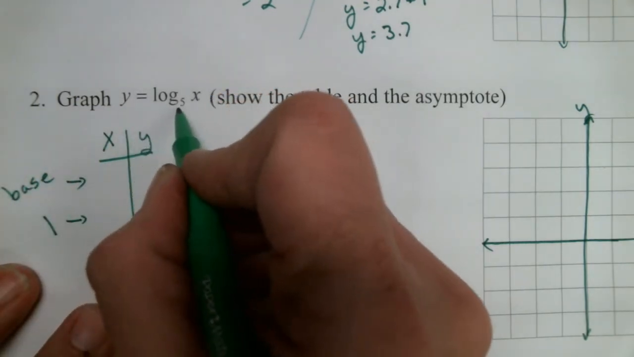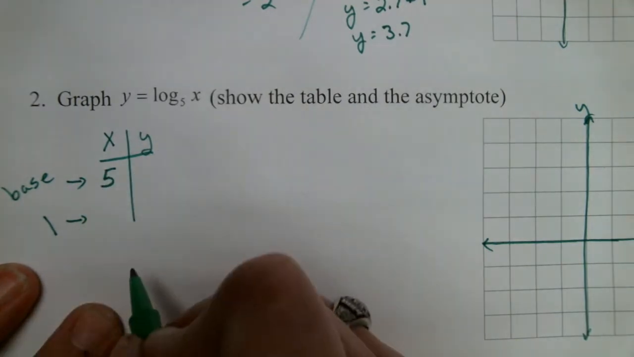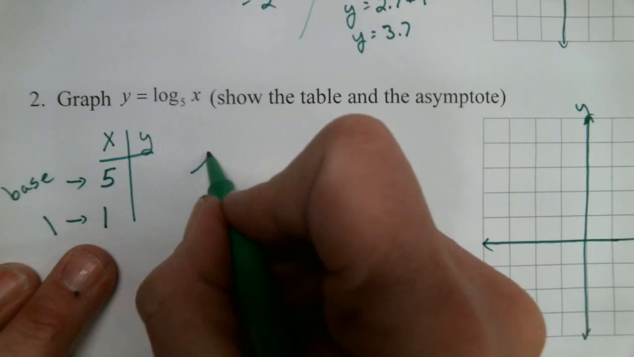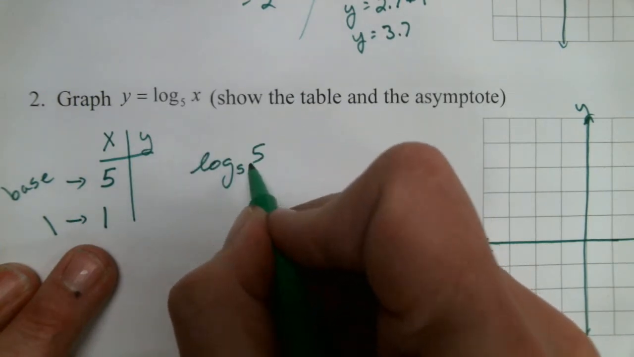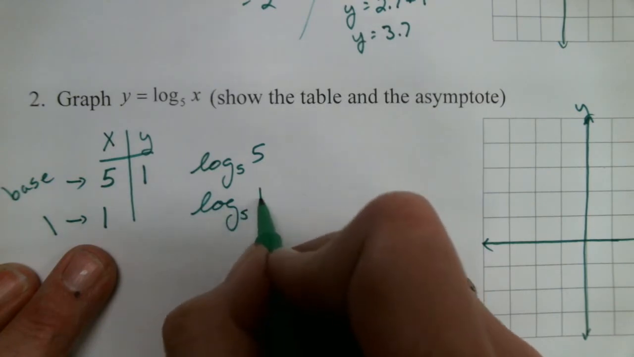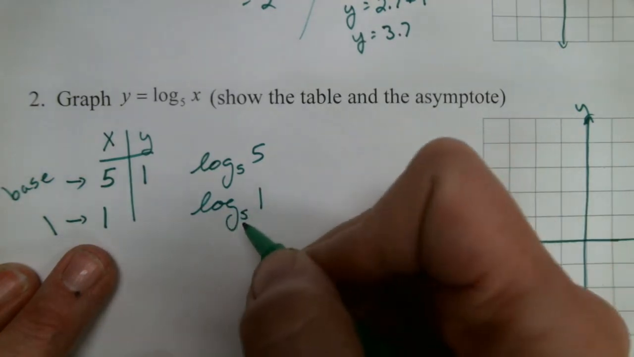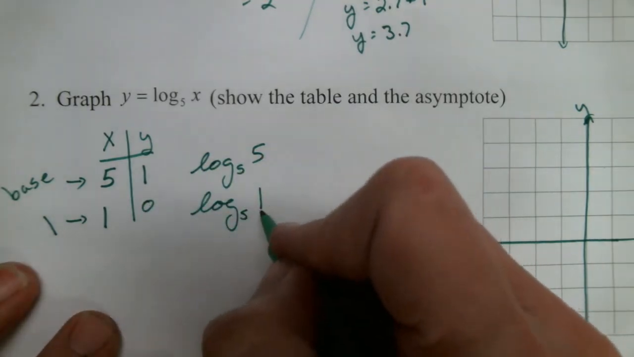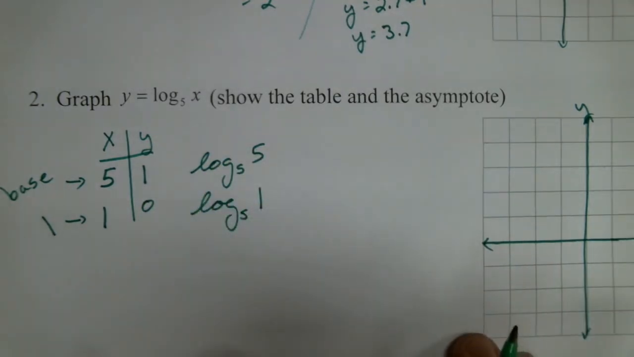Okay. y equals log base 5 of x. So the base is 5. And then for the other x value, we're putting in 1. So log base 5 of 5. Well, 5 to what power equals 5? That's 1. Log base 5 of 1. Well, 5 to the 0 power equals 1. So y equals 0.